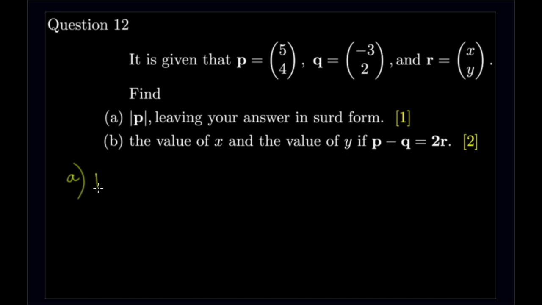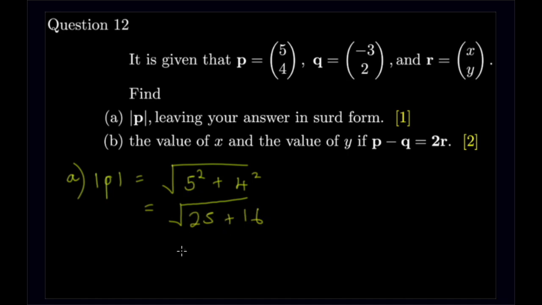Whenever you're asked to find the size of a vector, what you do is take the Pythagorean hypotenuse. That simply means you take each component and square it, and then put the sum under a square root, just like what you do when finding the hypotenuse of a right angle triangle. So here you get 25, and here you get 16, and 25 plus 16 gives 41, I think.